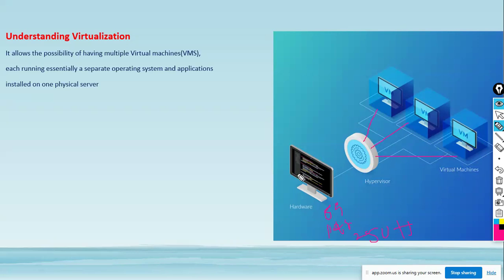Now, the other advantage is that on a laptop or desktop you use only one operating system, Windows or Mac, right? But when you have multiple machines, it will treat each as a separate machine. Here you can run Windows, here you can run Linux, and here you can run the Unix operating system. So three machines, using three different operating systems.